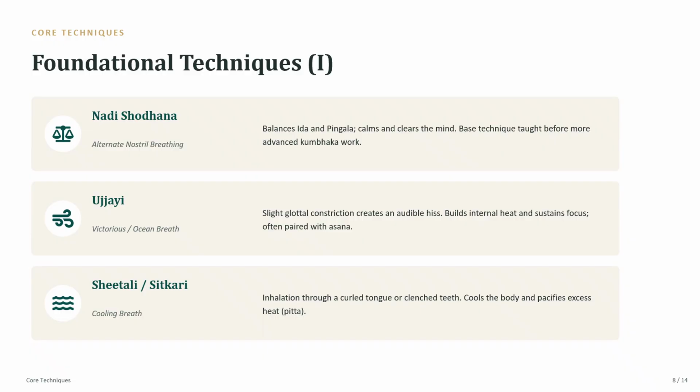So these are the foundational techniques. Starting from basic, we have the Nadi Shodhana, which is called alternate nostril breathing. This is the base technique which is taught at the beginning of pranayama. So you inhale through the left, exhale through the right, then you inhale through the right, and then exhale through the left.